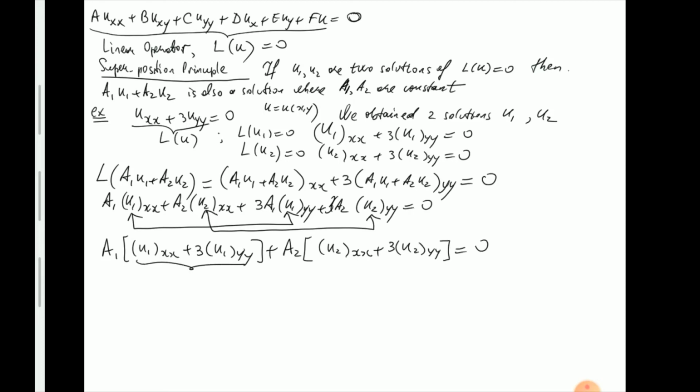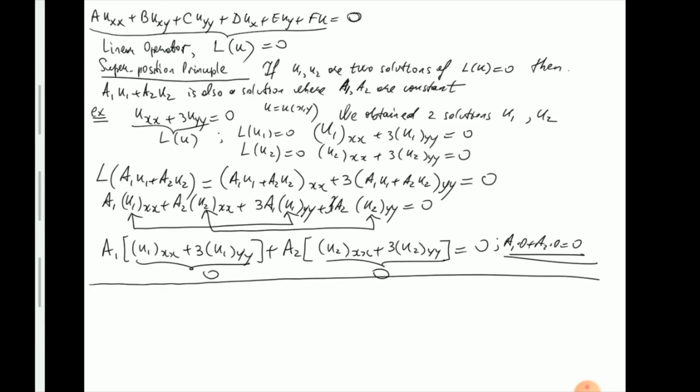Because u1 is the solution of the same PDE, this boils down to a1 times 0 plus a2 times 0 equals 0, which is correct. So I hope you remember also from the theory of ordinary differential equations that if the problem is not homogeneous, this is not satisfied anymore. And it's also important to realize that boundary conditions matter when it comes to superposition principle. So superposition principle works only if the entire problem is homogeneous, not just the PDE.